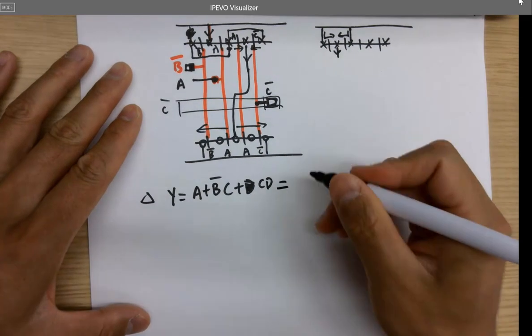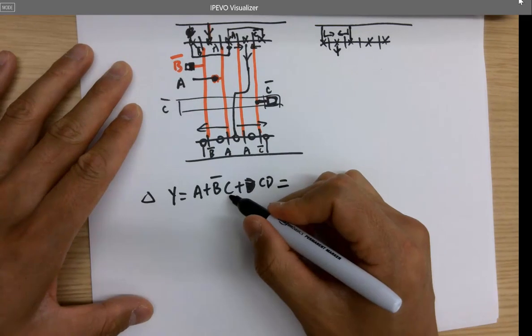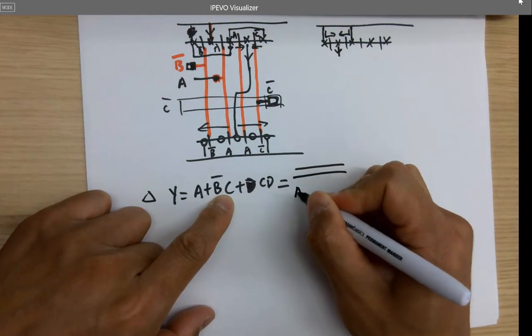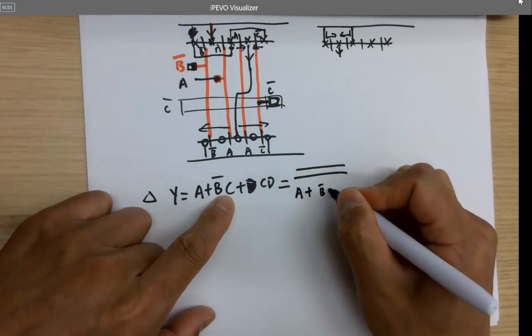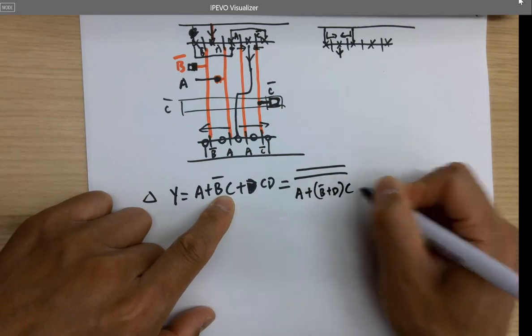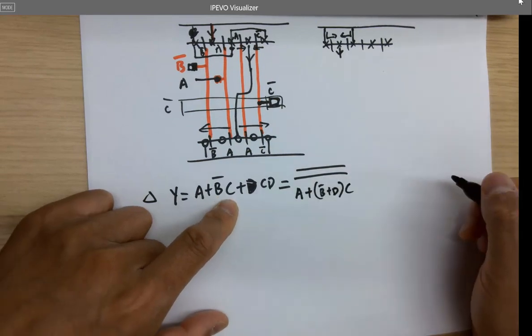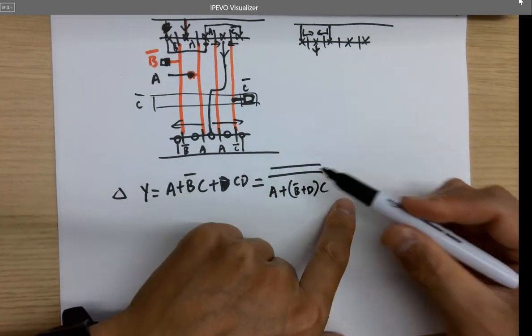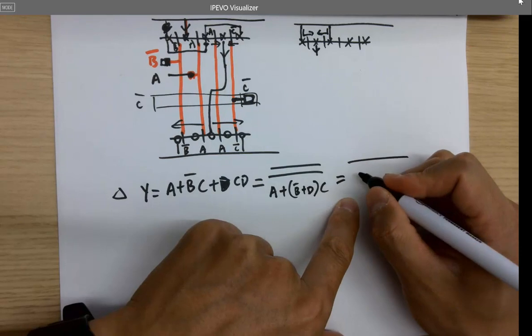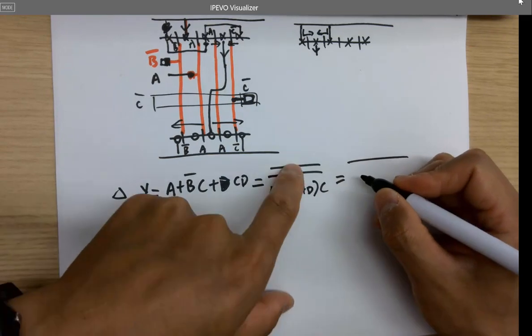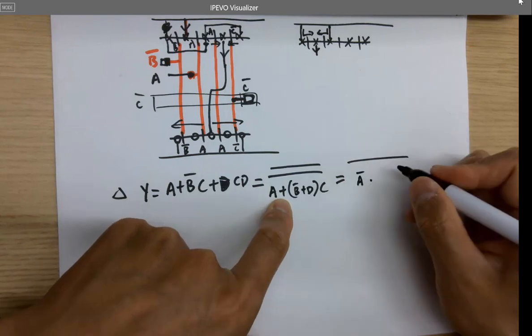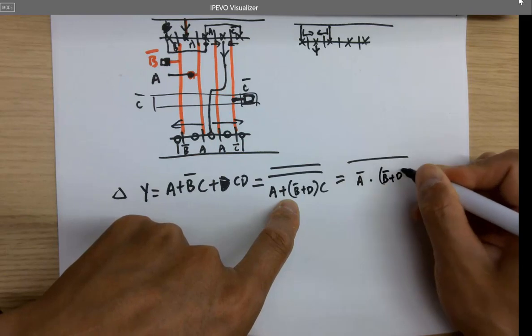Still, we need two bars on the top, and we can actually factor out C and combine these two terms. So it becomes 2 bars, A or B naught or D, C. Let's just keep doing this. I'm not sure if this is eventually making it easier, but let's see what's going to happen. So this becomes split the bar and change the sign, and you're getting A naught and B naught or D, C naught.